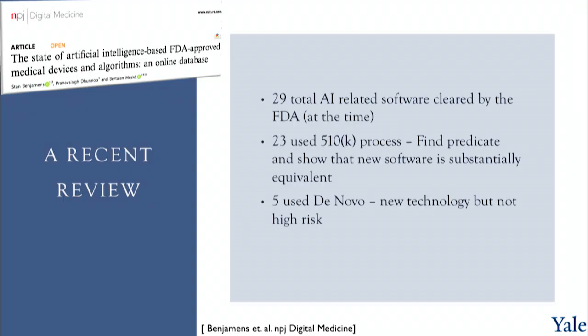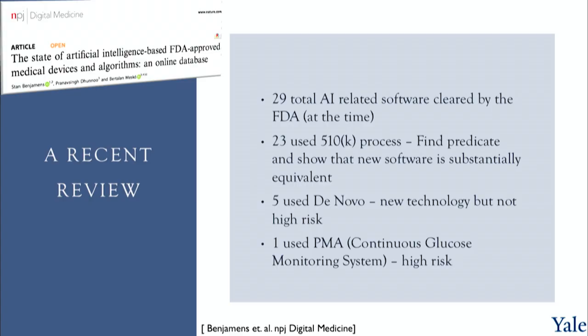This is new technology, but it was not high risk. And there was one case that used the full PMA, and this was for software for a continuous glucose monitoring system. This is a high-risk device, and so it requires more work. If you go to the table and find the number of the approval, you can search for that on the FDA page, and you can actually see the paperwork that the FDA issues in approving. So some of these are short. For the PMA, this is a very long set of paperwork.